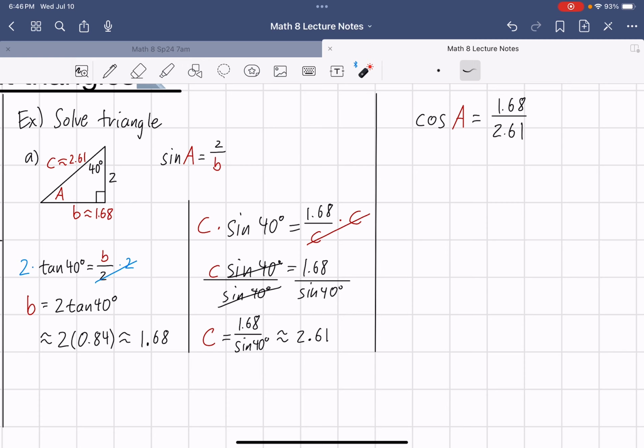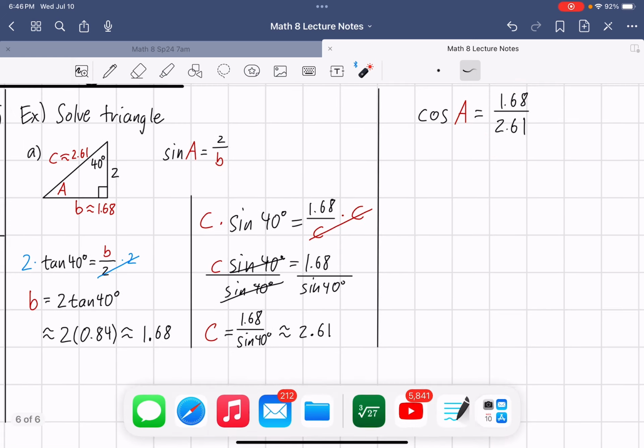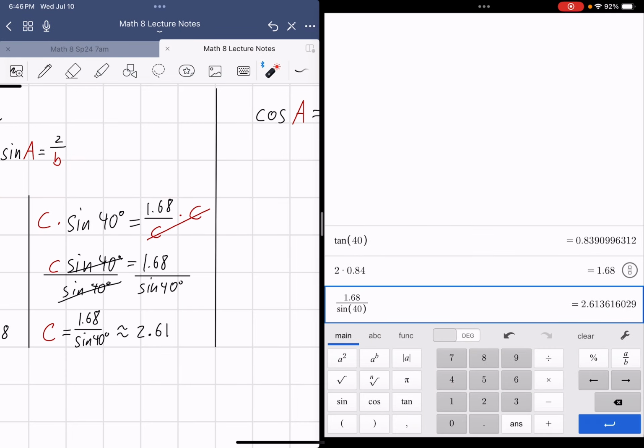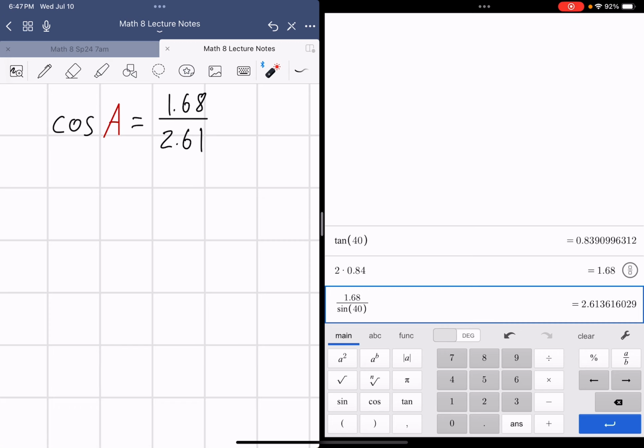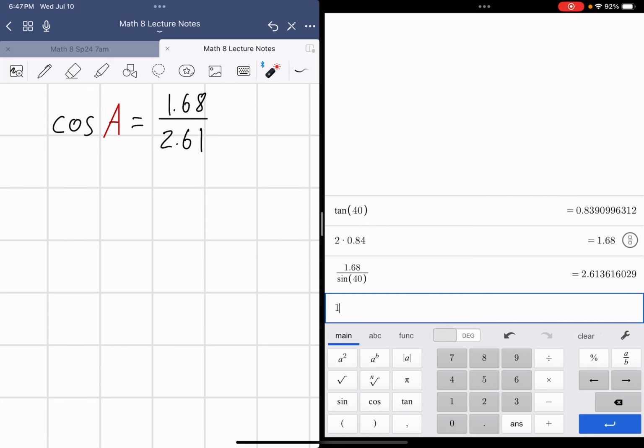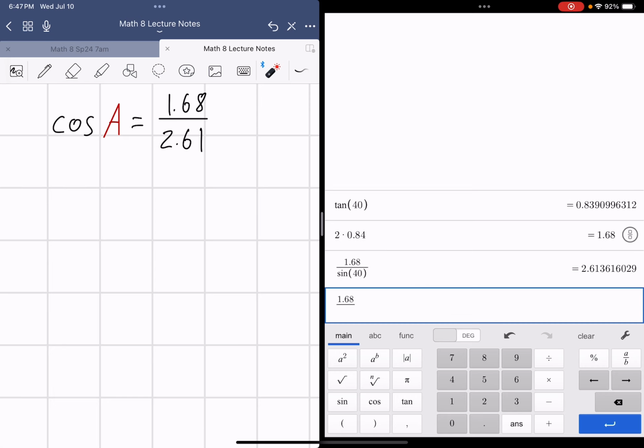And remember, some of our answers might vary slightly. So when you're checking your answer in the book, know that there might be some rounding difference. Now, let's take our problem. And we have 1.68 divided by 2.61. And that is an approximation, of course.